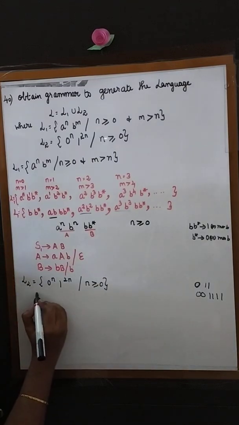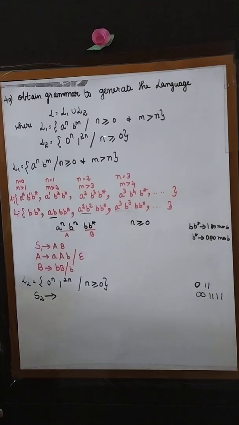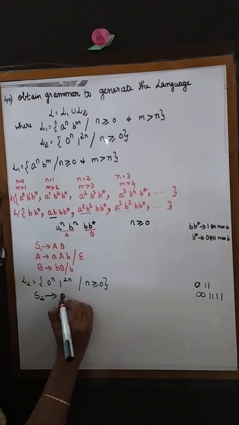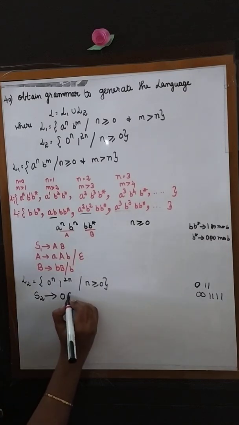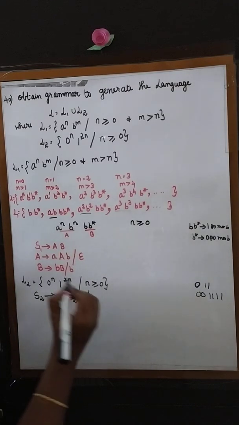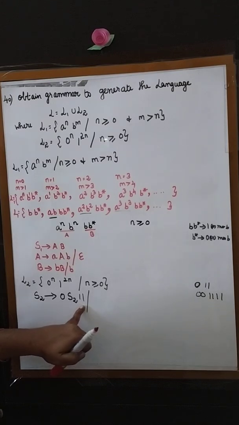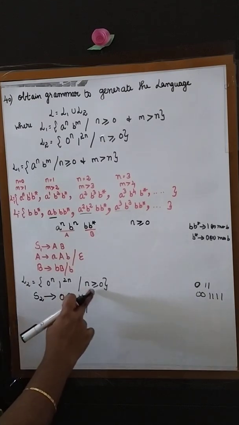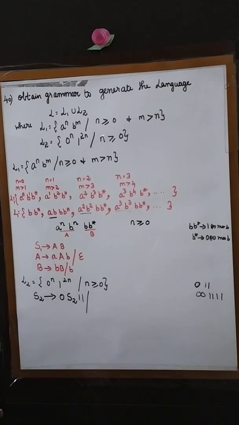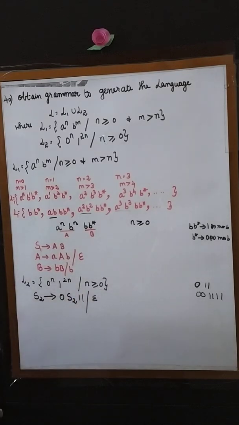So now we can write the grammar. Since it is an L2, I am writing it as an S2. Whenever I am going to write 0 n number of times, what I have to do? I have to place 1 twice. So whenever I am writing 0 once, for that I have to write 1 twice. And they told you that n will be greater than or equal to 0, right? So I am going to place epsilon since they told you 0. So now we have got the 2 grammars.